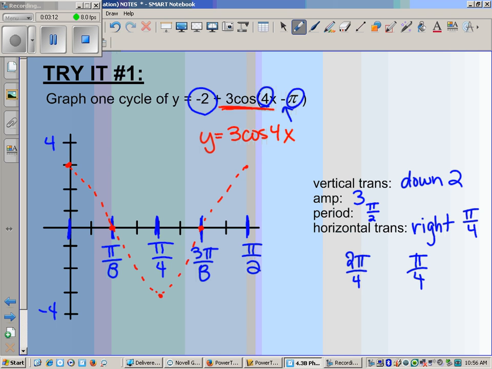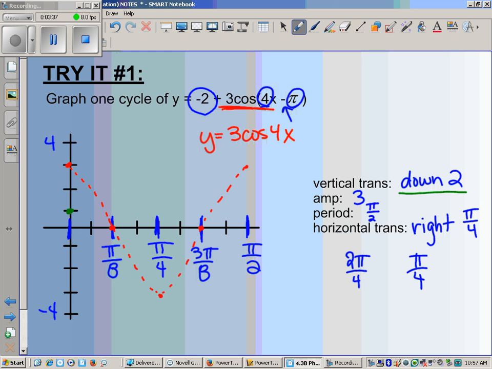Okay, where my amplitude is 3, up 3, down to -3. My period is pi over 2, and it looks like that. There's no horizontal or vertical shifts. Okay, but now I've got to add in my vertical shift and my horizontal shift. Let's just do it one at a time, okay? Let's do our vertical shift first. So if I was going to graph my vertical shift of down 2, I'm going to take my graph and shift everything down 2.